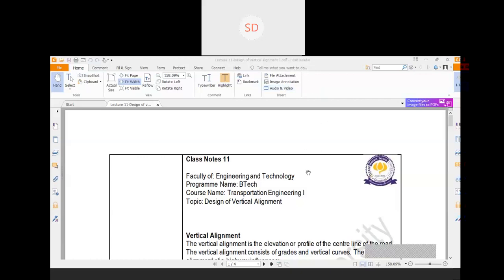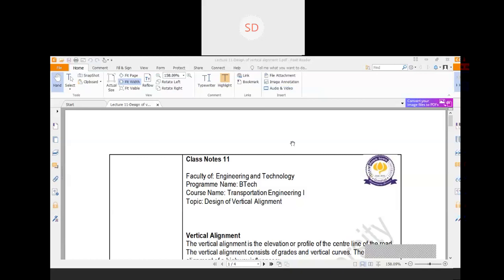So, in our previous class, we discussed transition curves, and up to the transition curve we finished the horizontal alignment portion. From the geometrical design chapter, we have now completed sight distance elements and horizontal alignment details. Now, the next portion is vertical alignment.